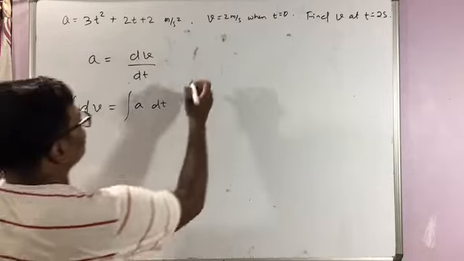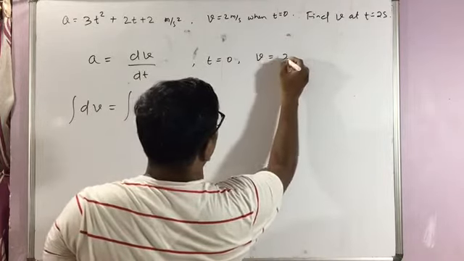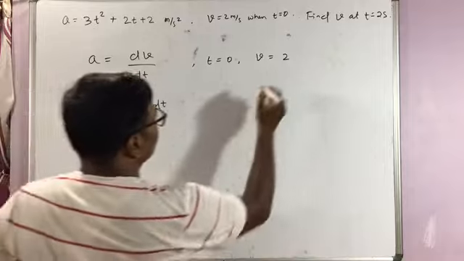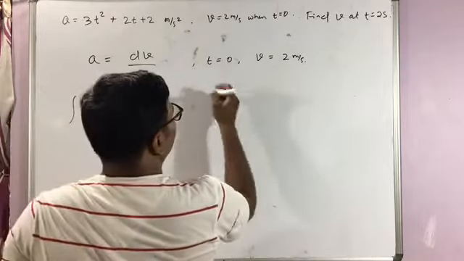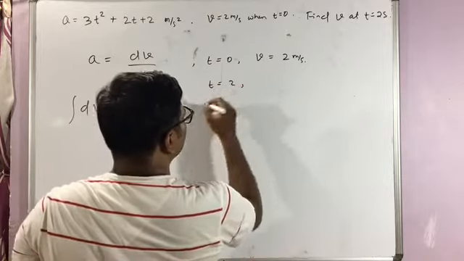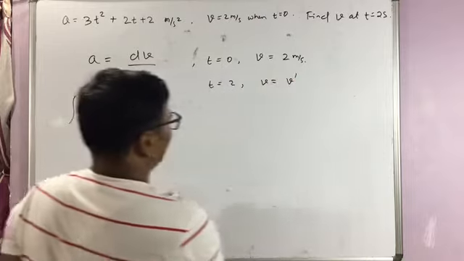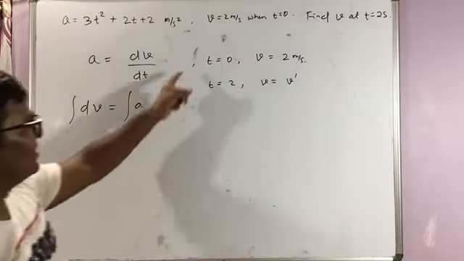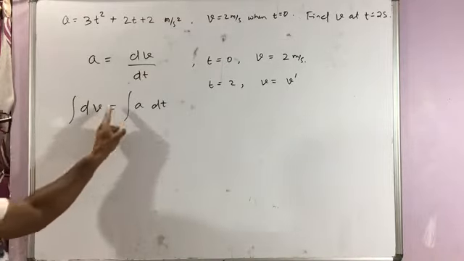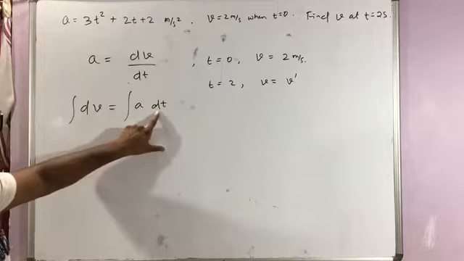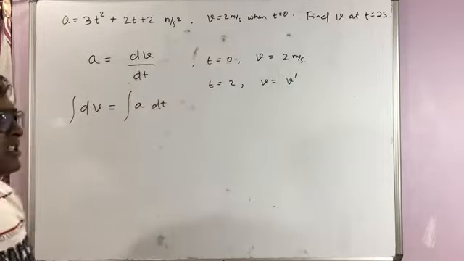We can write here, when t is equal to 0, v is equal to 2 meter per second. This is the initial value. You need to find v when t is equal to 2, so let us take it to be v dash. I need to find that out. In this case the limits are given. You see, the left side is a function of velocity, the right side is a function of time. So the limits we need to find from the question itself.